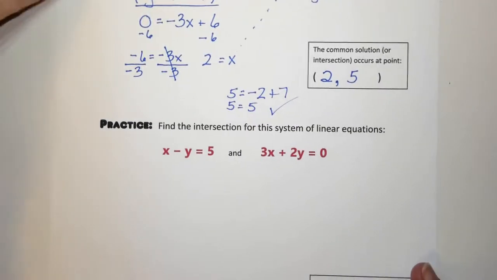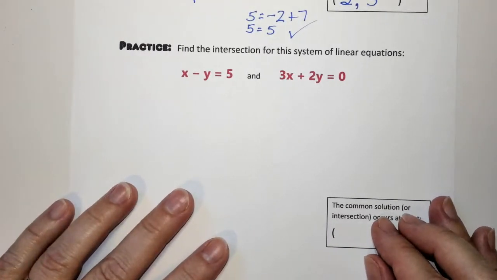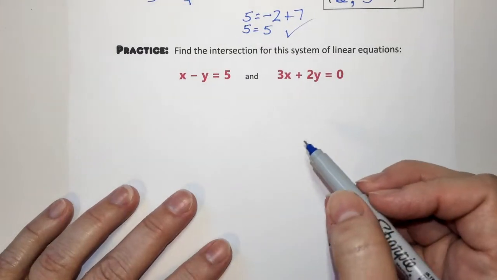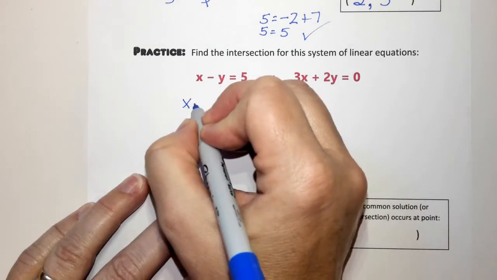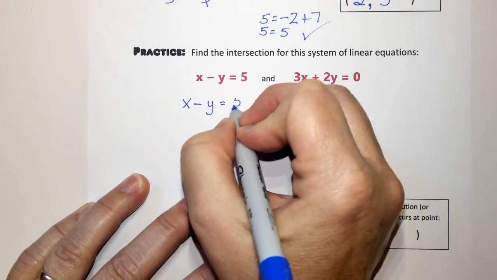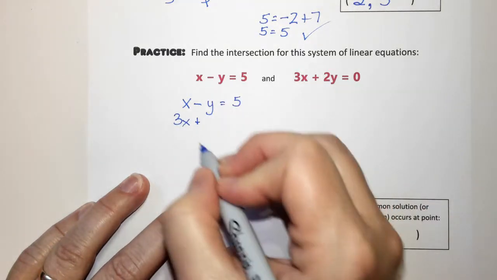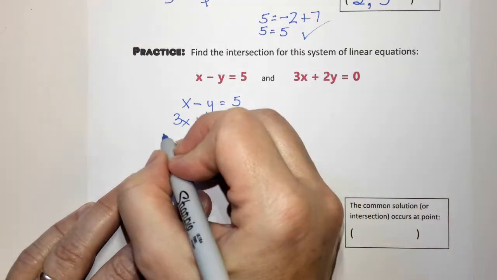Now the last one that we have here is a little bit tougher, and you'll see why in just a minute. But same concept though. Find the intersection for this system of linear equations. We don't have to graph, which is nice, but we do have to stack them. x minus y equals 5. 3x plus 2y equals 0. Draw your line.